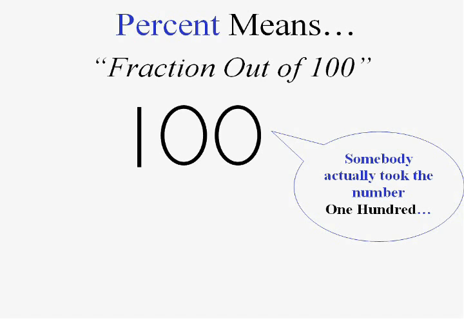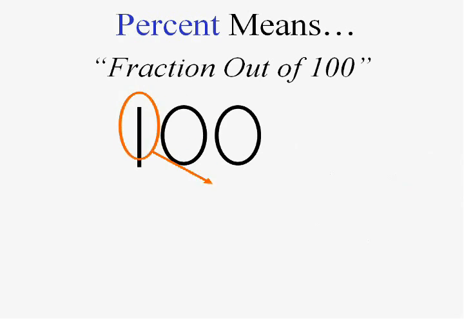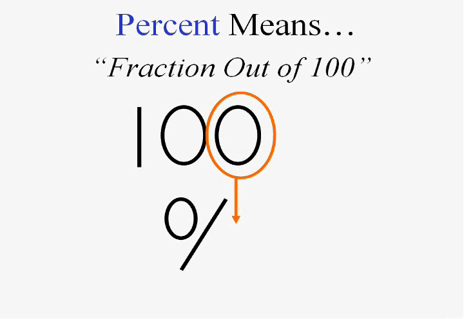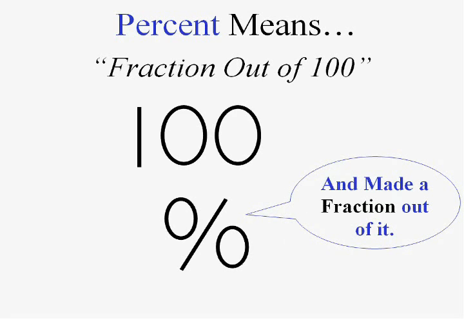How would you make a fraction? A fraction has a numerator and a denominator, doesn't it? Well, we have the line. Put that down there. And for the numerator, we'll use a 0, and for the denominator, we'll use the other 0. And you've made a fraction out of that number 100.